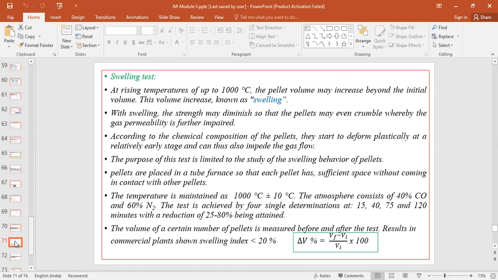The results in the commercial plants show that the swelling index should be less than 20% for good quality pellets. And this is the formula which is used to calculate the swelling index: V final volume minus initial volume, divided by initial volume, into 100.